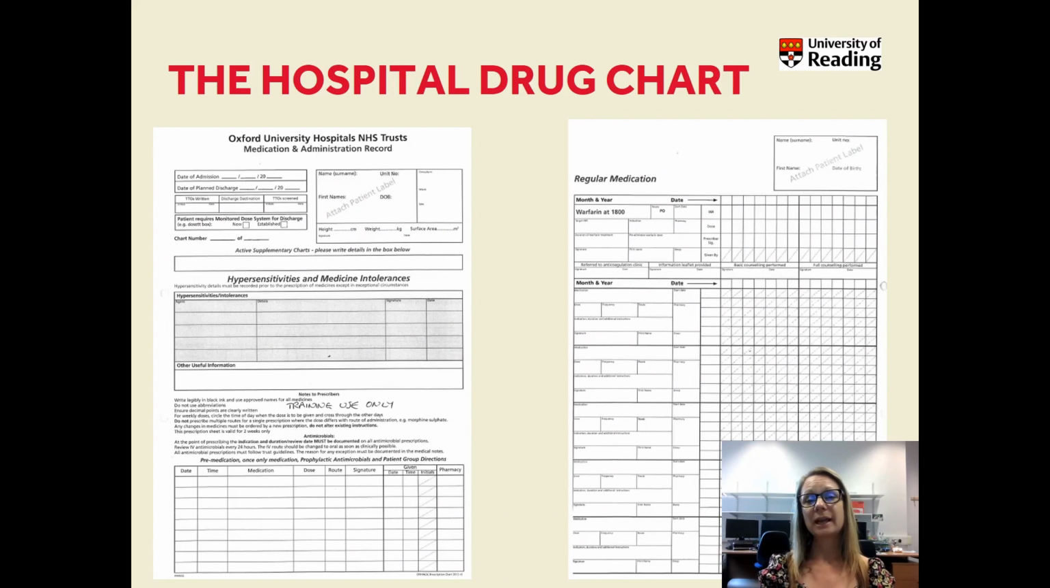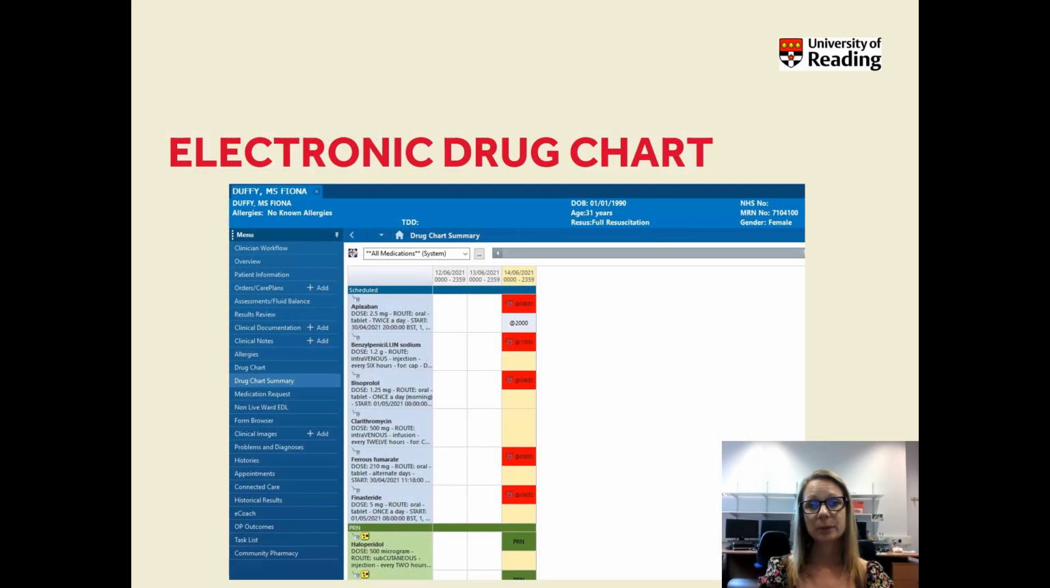This is what a paper drug chart would look like in a hospital. They're often several pages long, and nurses will sign the boxes for the medications when they're giving the medications to the patient. A pharmacist will clinically check the whole of the drug chart before supplying any medications to the patient. At the Royal Berkshire Hospital, we have electronic drug charts and an electronic prescribing system, and you'll get to review these when you come on placements in the following year.